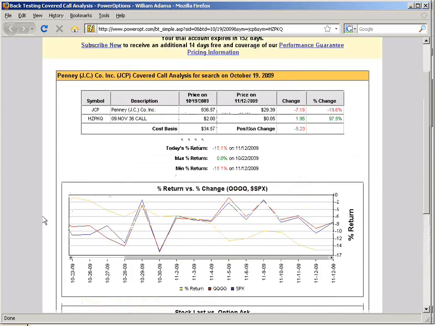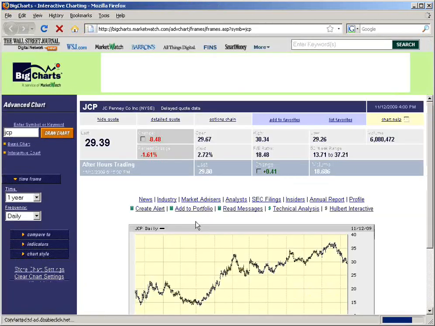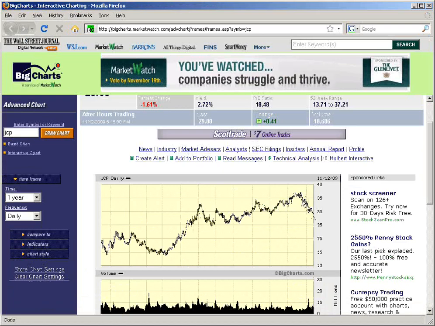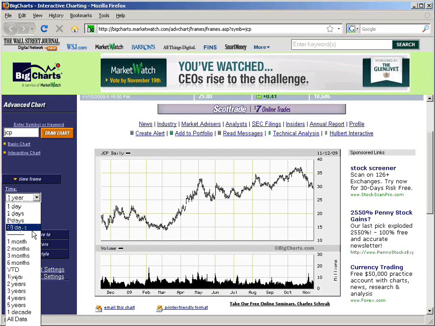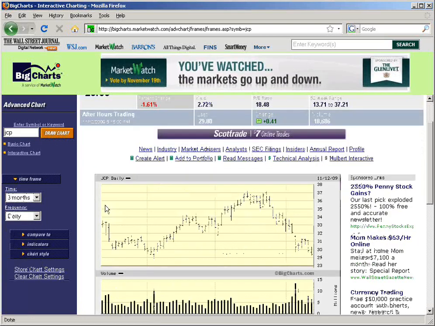So now one of the features that I might want to take a look at is the stock chart. Let's leave this analysis page for the moment, the originally analyzed position. I'm going to go back here, go to the stock chart, and link to big charts for JCPenney. I want to see if there were any events that occurred. Okay, here's just a standard chart. Let's do a 3-month chart because we're only looking at a shortened time period. Let's go ahead and pull that up, okay?